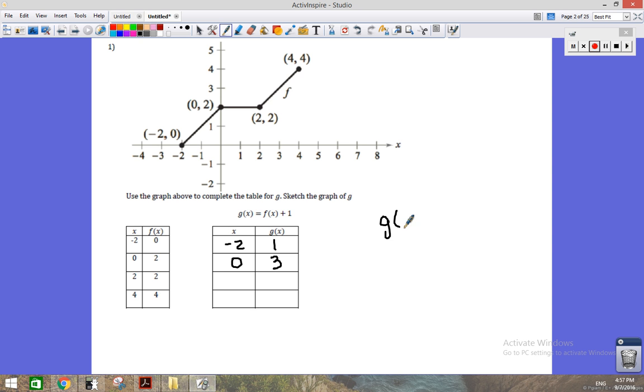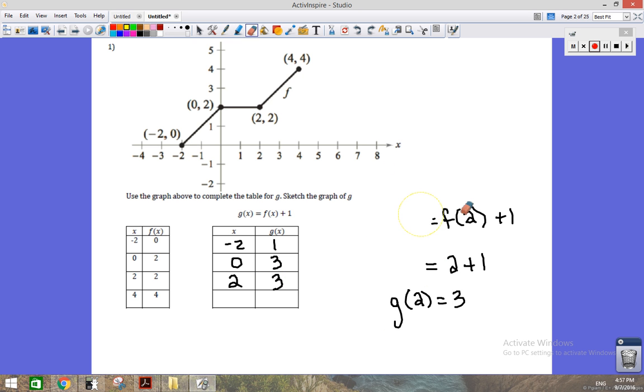When I have an input of 2, then here I have f at an input of 2 plus 1. Well, f evaluated at 2, the table tells me that when x is 2, f evaluated at 2 is also 2. And I have that 2 plus 1 is 3. So what this is telling me, when you evaluate g at 2, you get an output of 3. So here's the input of 2, here's an output of 3.